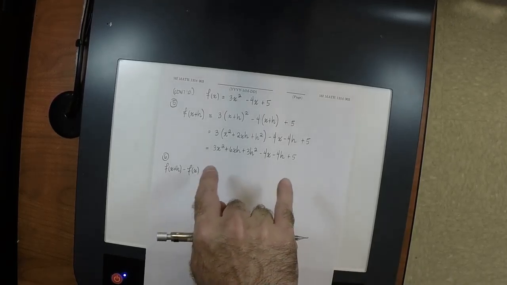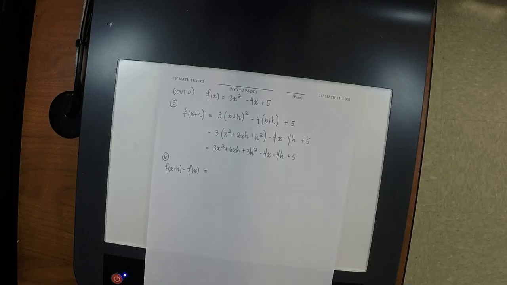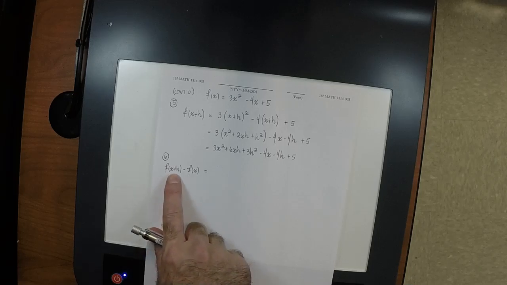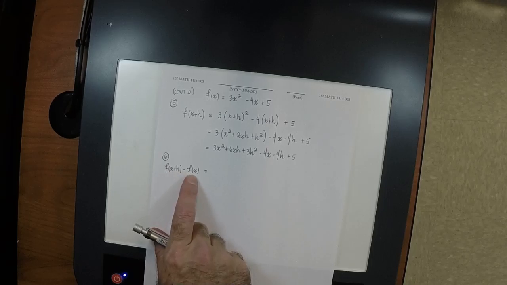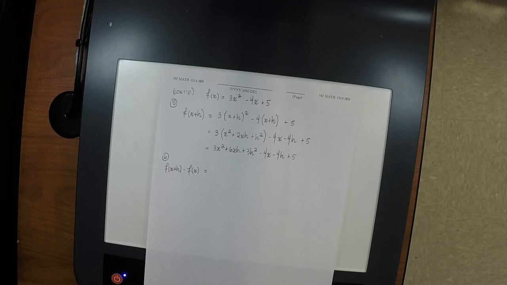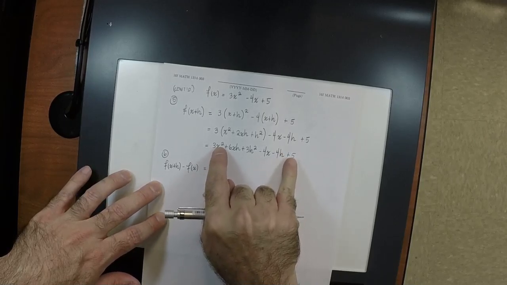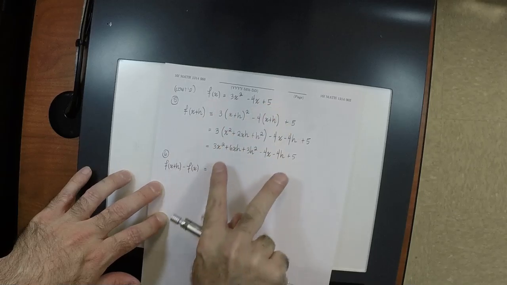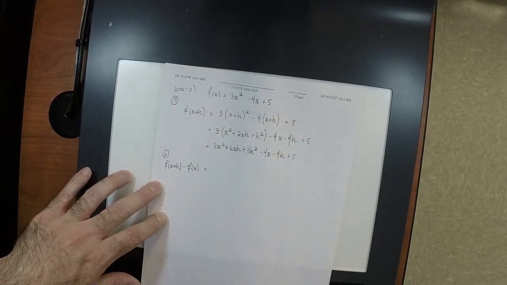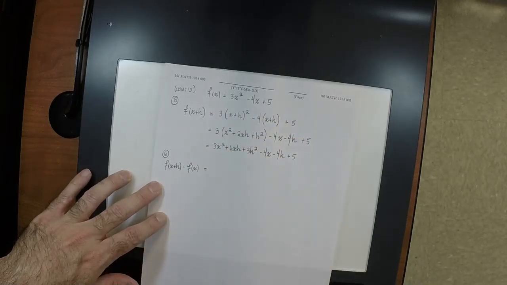And yeah, please do use the thing above. Yes, f of x plus h, and then minus f of x. Okay, well, we know what f of x plus h is, that's this. And we know what f of x is, that's this. So it's that one minus that one, right? All of these minus all of those.